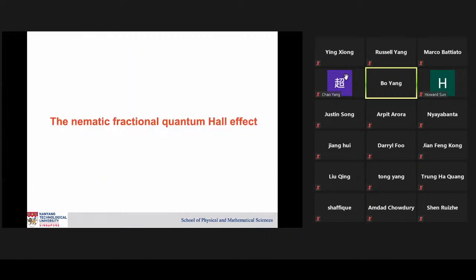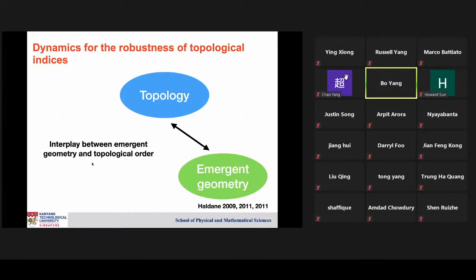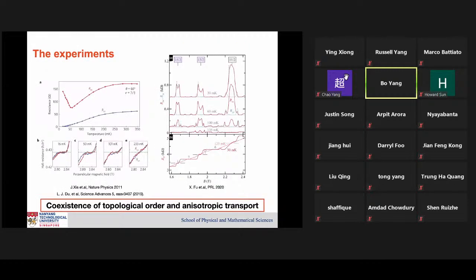Okay, so this is actually related to an interesting phenomenon called the nematic fractional quantum Hall effect in strongly correlated systems. So this is where we're not talking about the universal properties, but we're talking about the interplay between the topology and emergent geometry in this two-dimensional system. And let's look at experimental data, right? So under certain conditions, what people see in experiment is that there can be a coexistence of the quantum Hall plateau, indicating there's a charge gap in a system that is topological, but also an anisotropic transport for the usual longitudinal resistivity along the x direction and y direction.